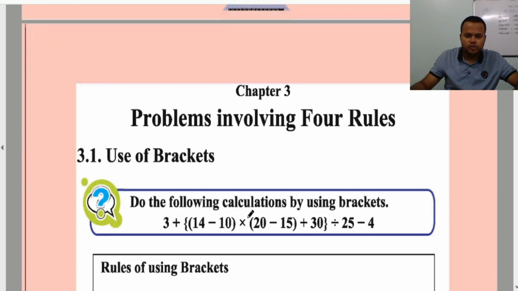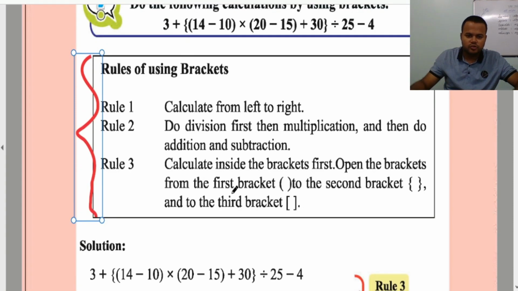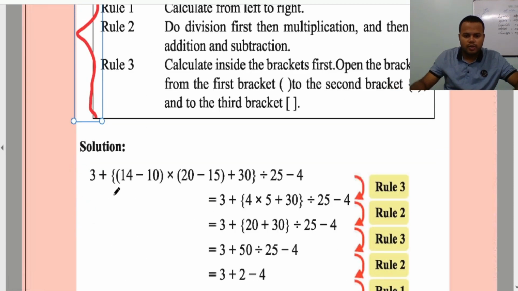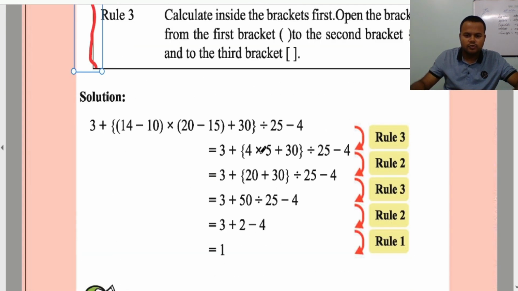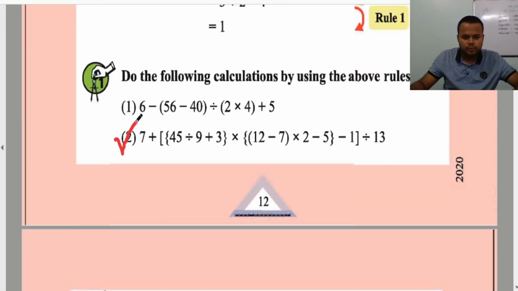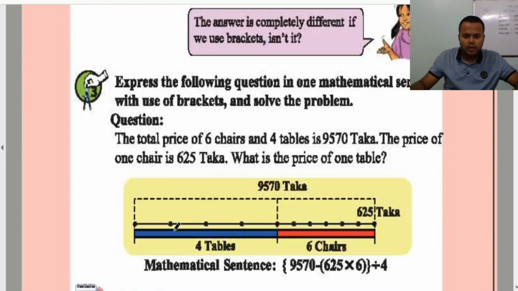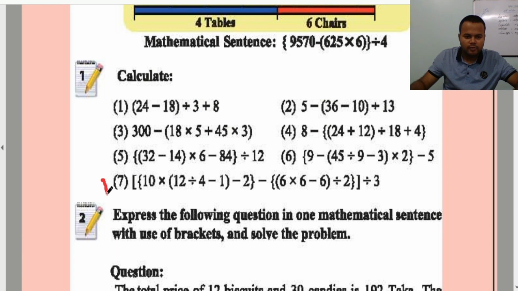Okay, now chapter 3, problems involving 4 rules. Here you have to remember all these rules. Okay, just follow these rules to calculate this type of problem. Here you are given use of rules 3 to 1. Just try this at home, and here you have to practice number 2, then from here number 7, number 6, number 5.